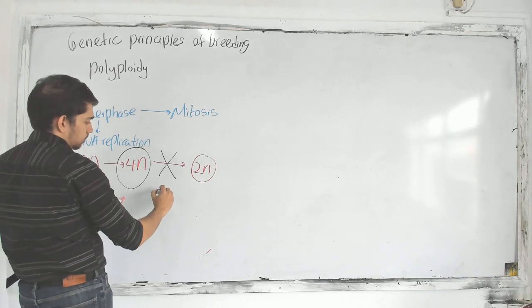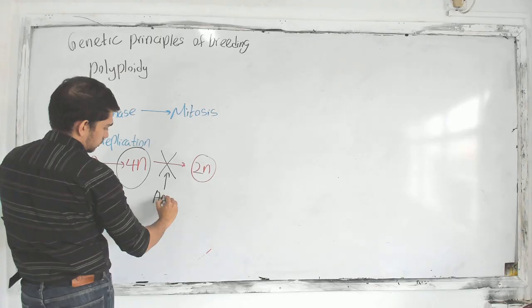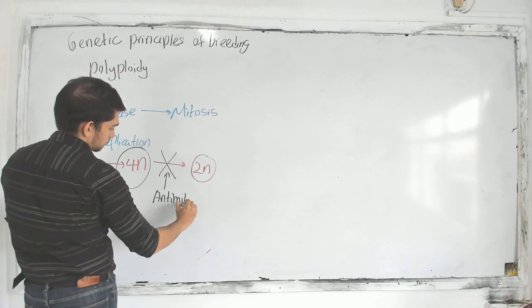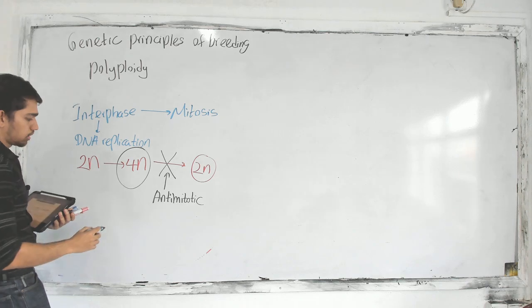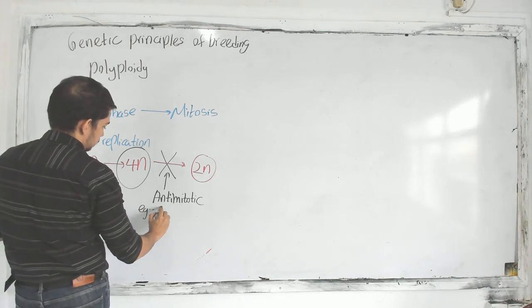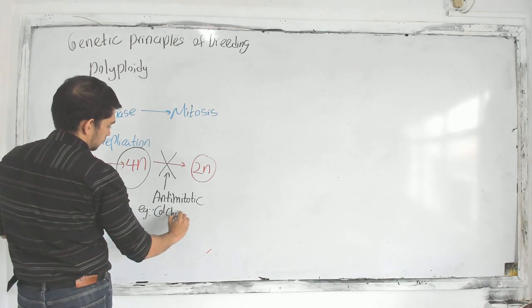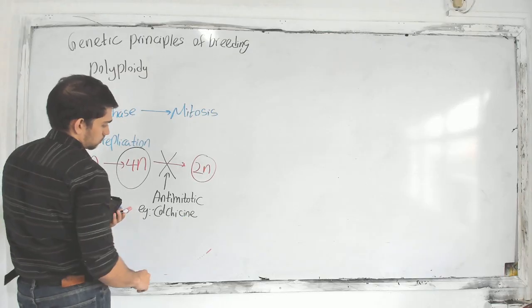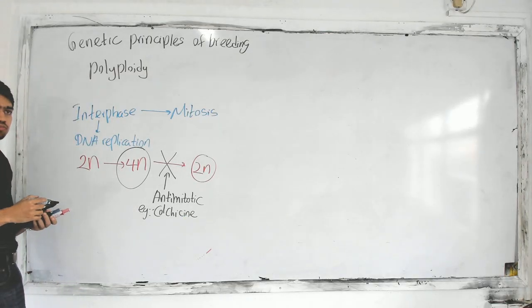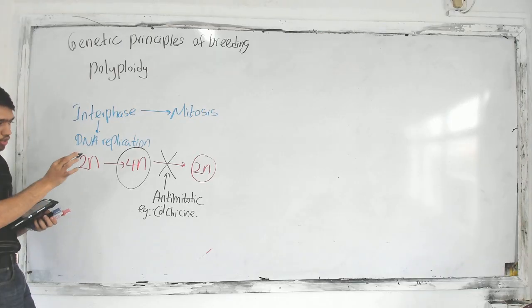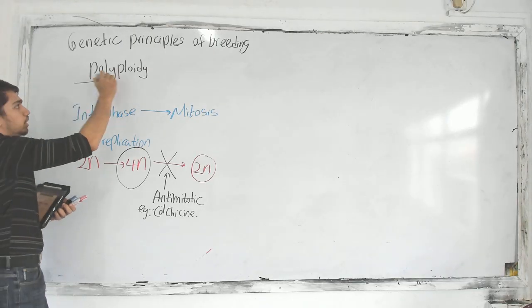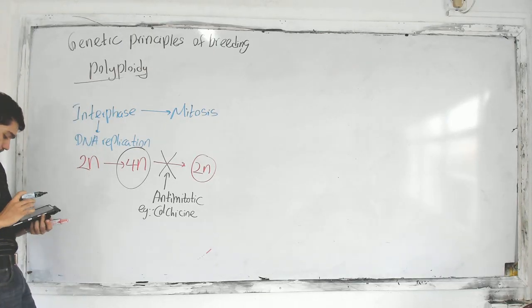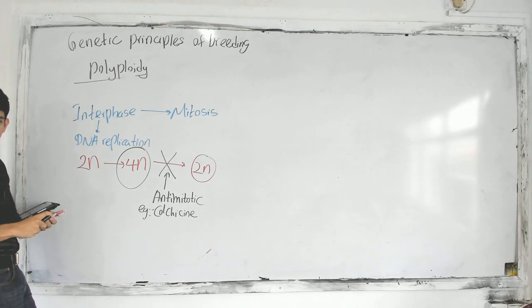Here we apply an anti-mitotic. The example given in your resource is colchicine. We can use this chemical to induce polyploidy in plants. Okay, so this is the principle.